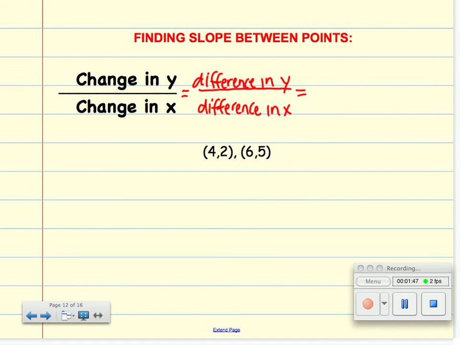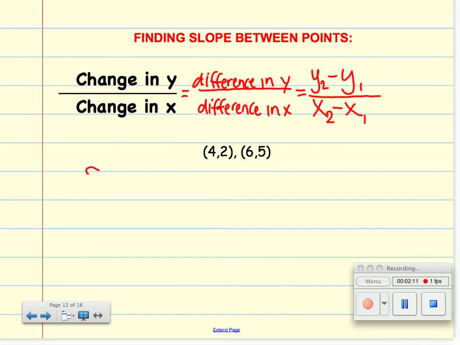When we say the difference in y in our world, we say y's of 2. That means your second y. Y's of 2, take away y's of 1. That means your first y. All over x of 2, which is your second x, take away x of 1, which is your first x. That is how we find the slope between 2 points.